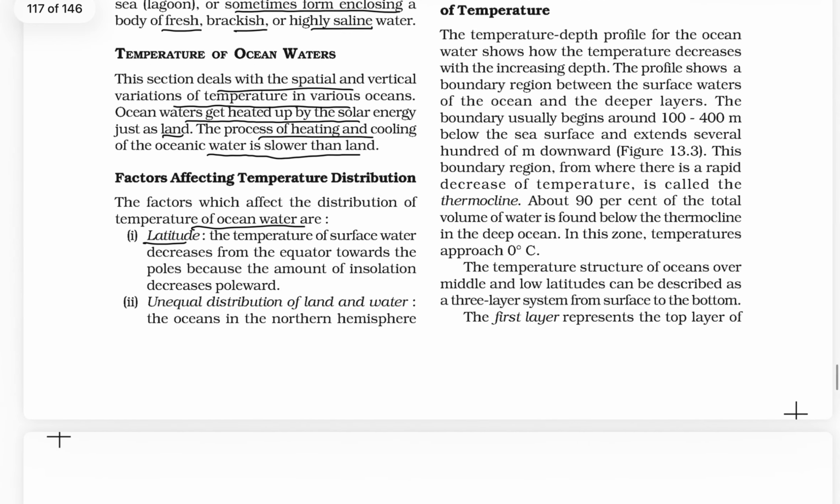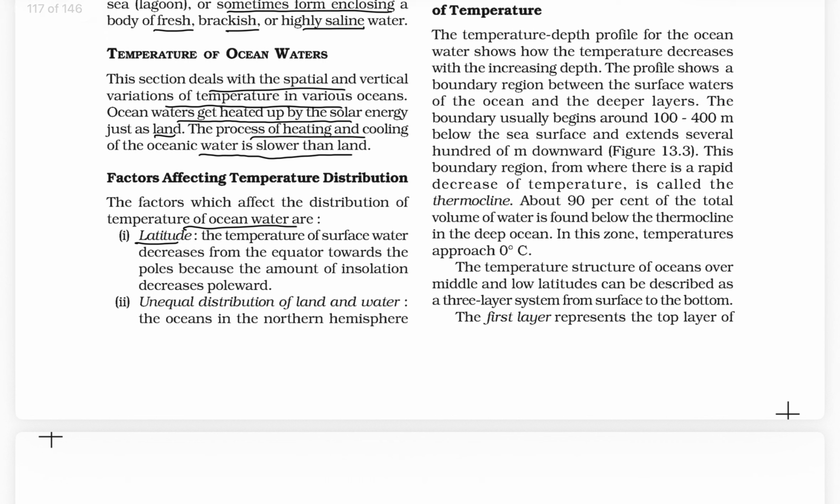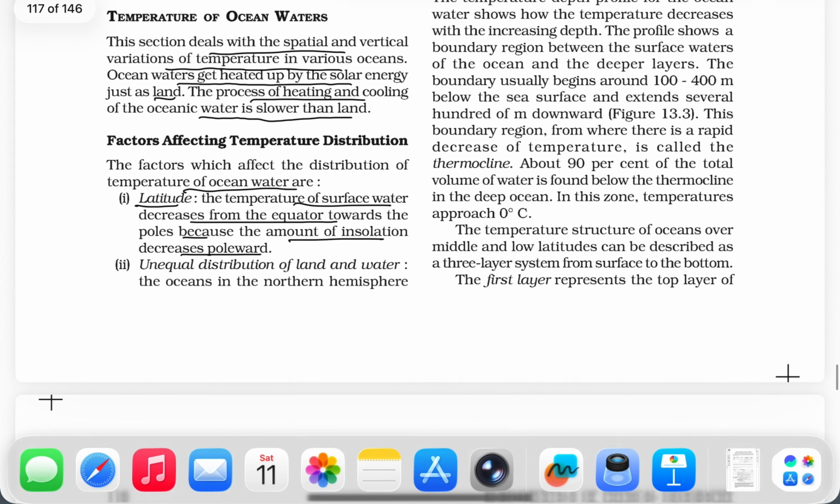In the case of latitude, the temperature of the surface water decreases from the equator towards the poles because the amount of insolation decreases poleward.